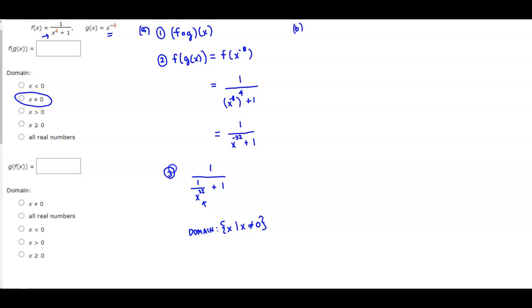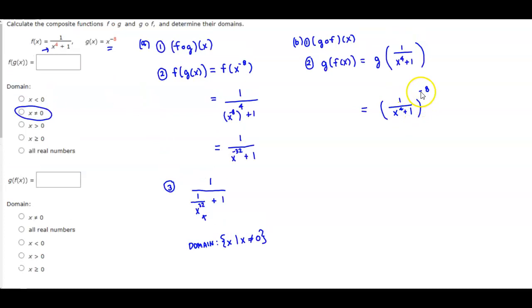Now let's take a look at part B. We want to find the definition g composite f of x. And so we know that that is g of f of x, where f becomes the input. So that becomes g of the function, which is 1 over x to the fourth plus 1. So now we've got to plug this function into g and then raise it to the negative 8th power. So that becomes 1 over x to the fourth plus 1.